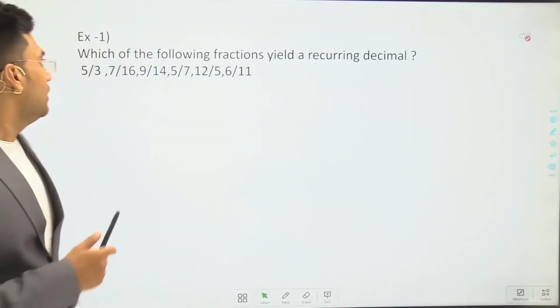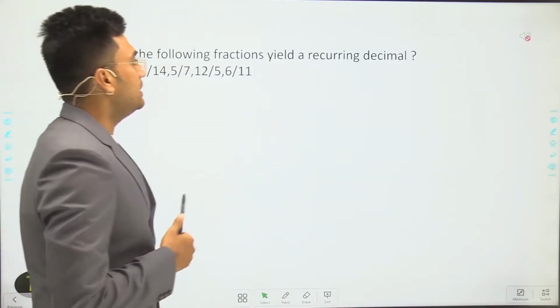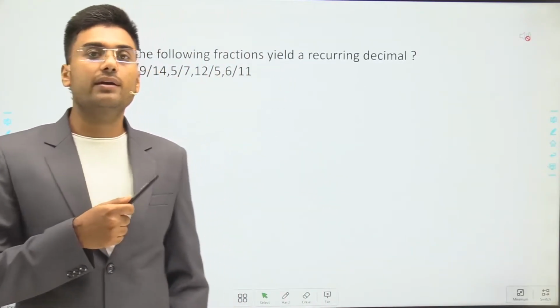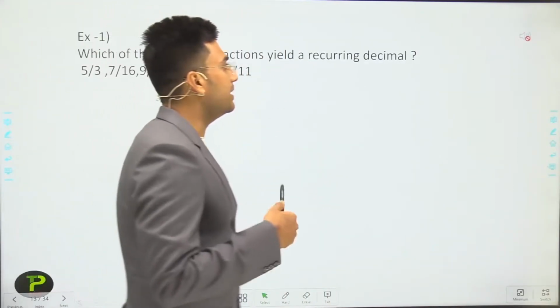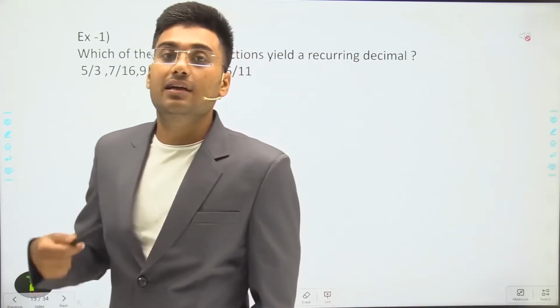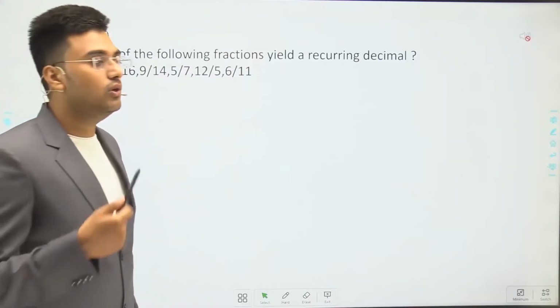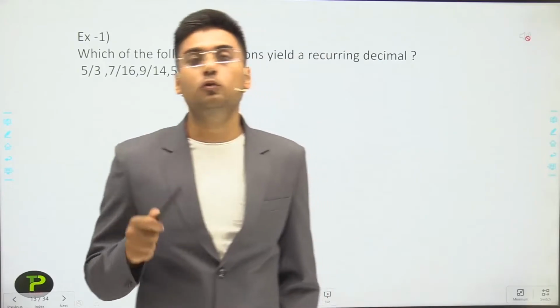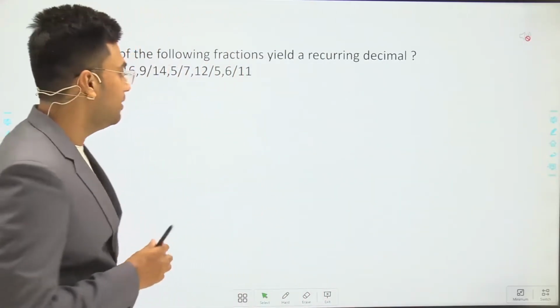Which of the following fractions yields a recurring decimal? You have to find which of the following fractions have recurring decimals. Recurring decimals means the denominator should not be in the form of 2 power m and 5 power n.